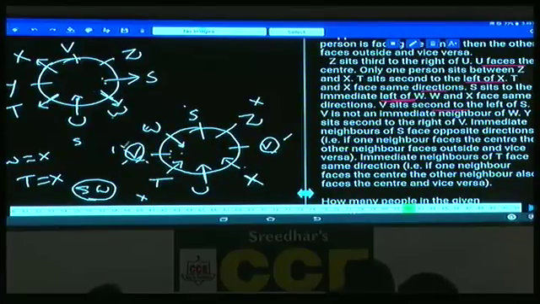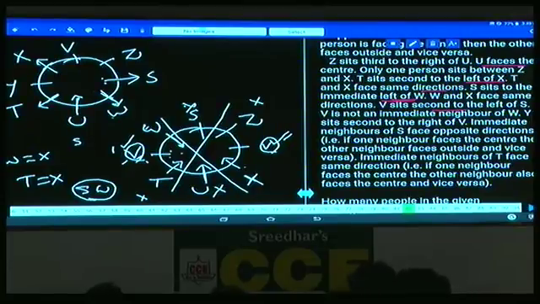If V is at this place or at this place, in both cases Y must be here or here, which is not possible. So that case is completely ruled out, isn't it? As Y sits second to the right of V, V must be facing the center and Y will be second to the right. Clear now? Though we started with three to four possibilities, all were ruled out, and finally we are left with only one case.